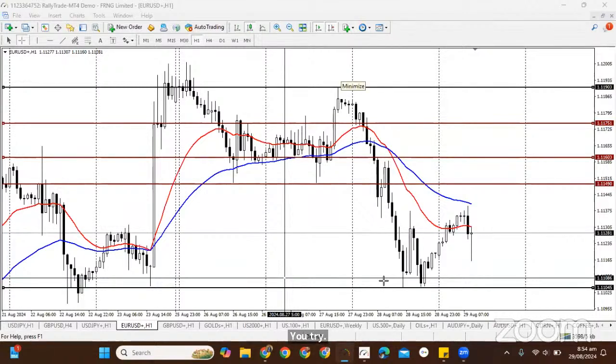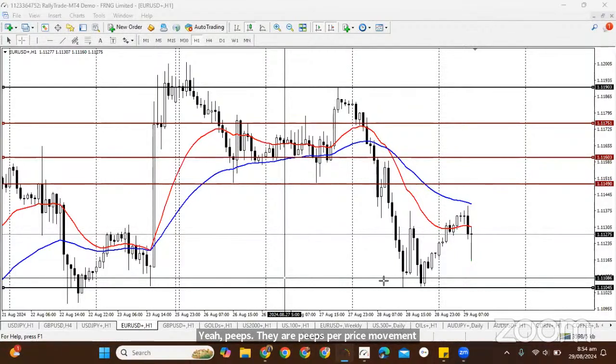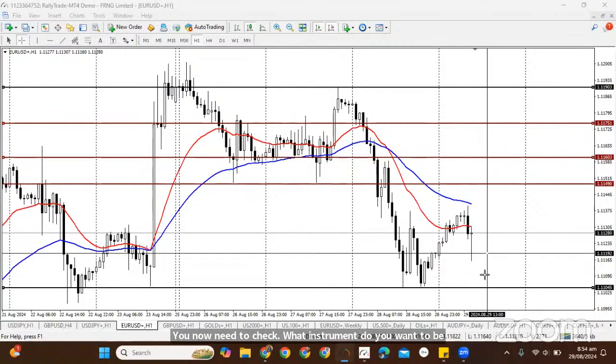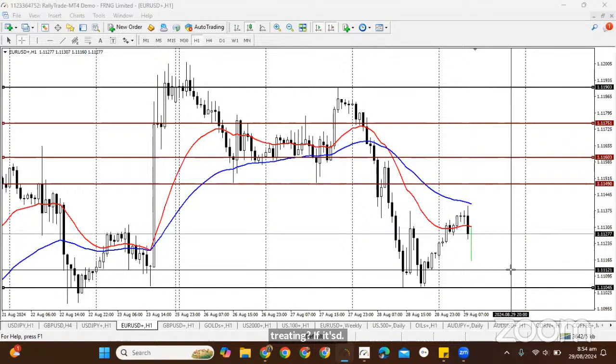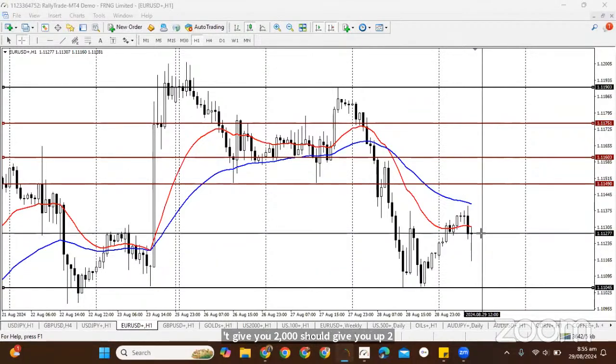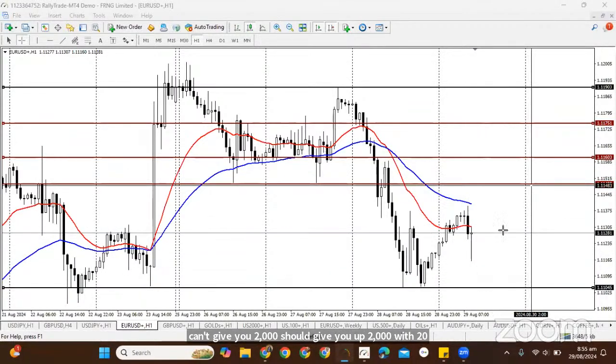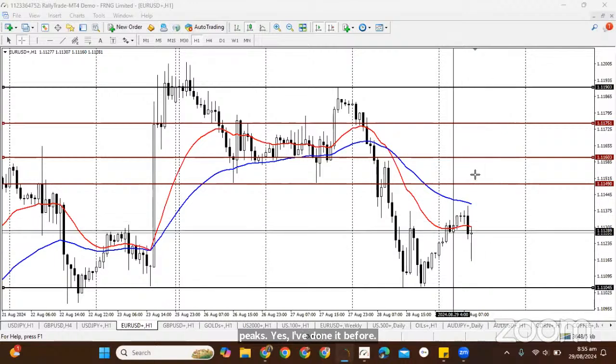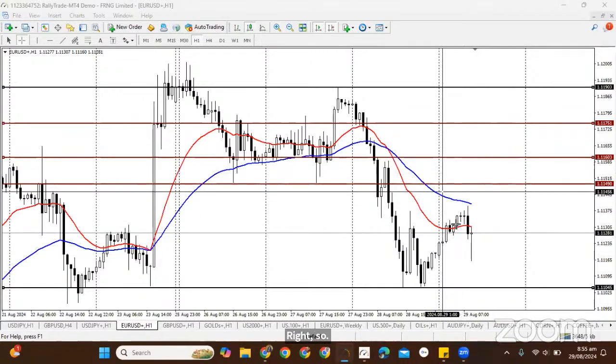So there are some instruments, their pips per price movement is small, it's not heavy, right? So you now need to check what instrument do you want to be trading. If it's Euro USD, GBP USD, even GBP USD is expensive, right? With 0.01, it can't give you 2,000, it should give you above 2,000 with 20 pips. Yes, I've done it before, right? So now, back to what I'm trying to explain to us, okay?